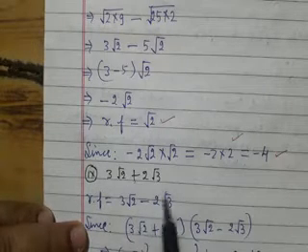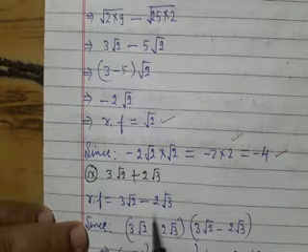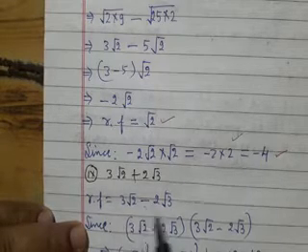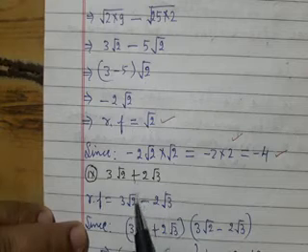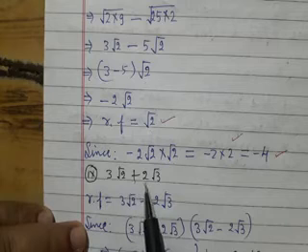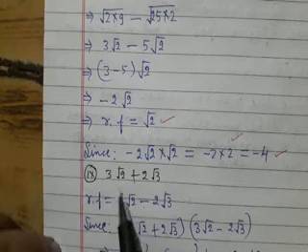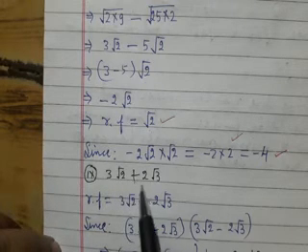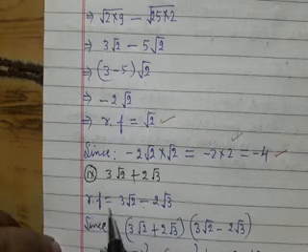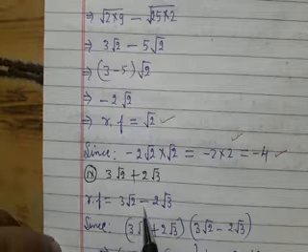And if in a binomial term there is a minus, then its conjugate will be taken as a plus. So just the opposite sign we have to take. Now here, since 3 root 2 plus 2 root 3 has a plus in between, we take the rationalizing factor as the same numbers but with a minus in between. So 3 root 2 minus 2 root 3.